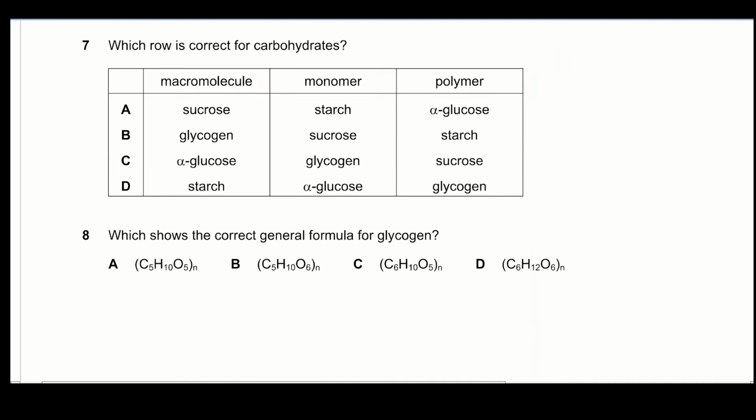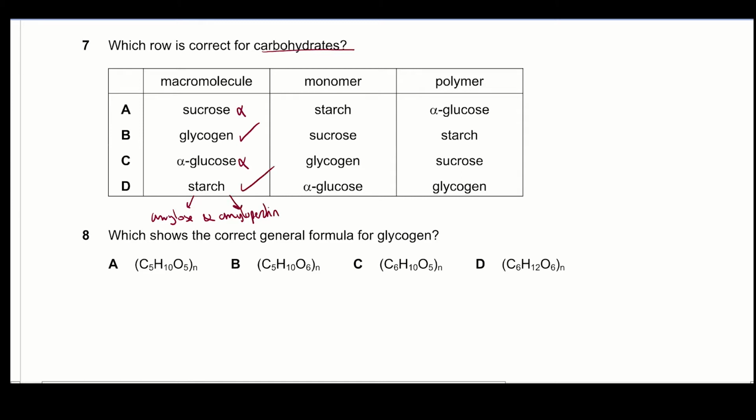7. Which row is correct for carbohydrates? Macromolecule, sucrose. No, this is incorrect. Sucrose is a disaccharide. Glycogen. Glycogen is correct because it's made up of many alpha-glucose monomers. Alpha-glucose is a monomer. It's not a macromolecule, so this is incorrect. Same with starch. It's a macromolecule because it's made of many repeating units of alpha-glucose, forming amylose and amylopectin.